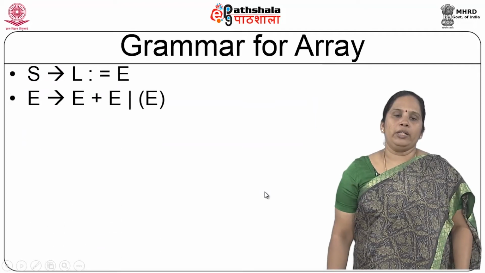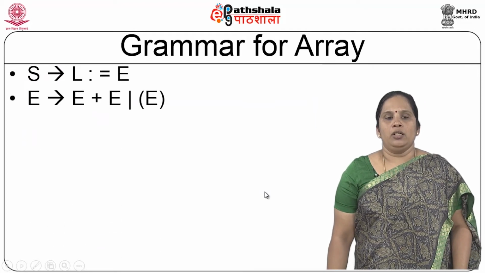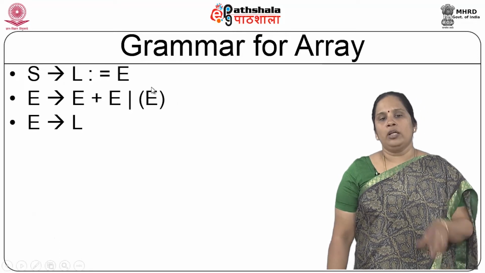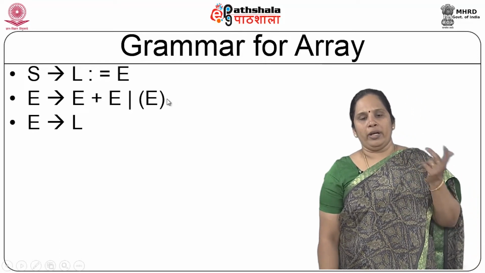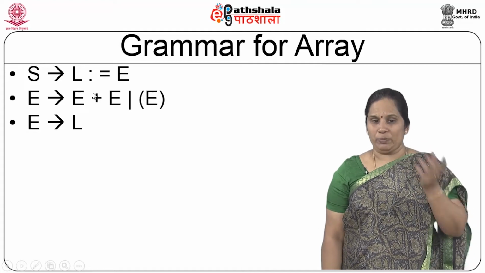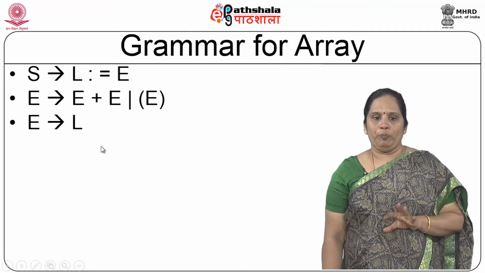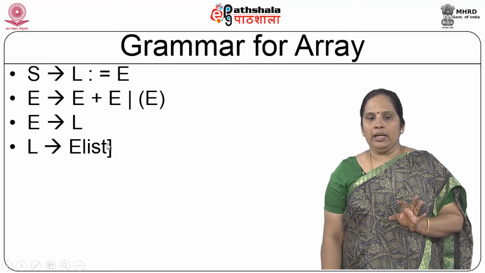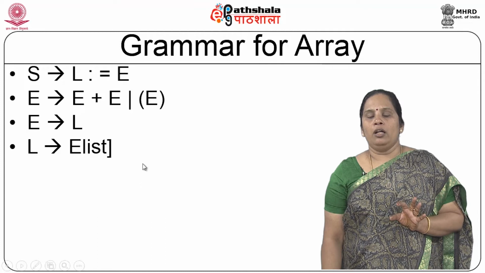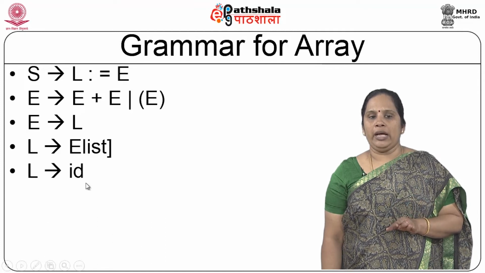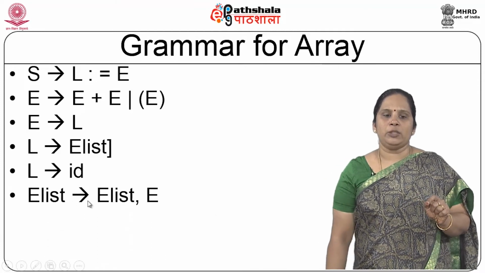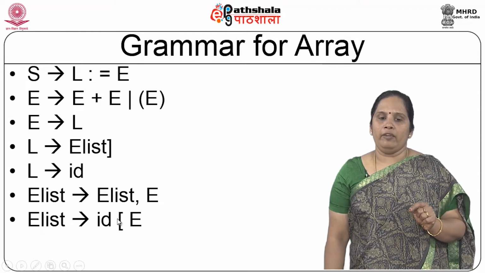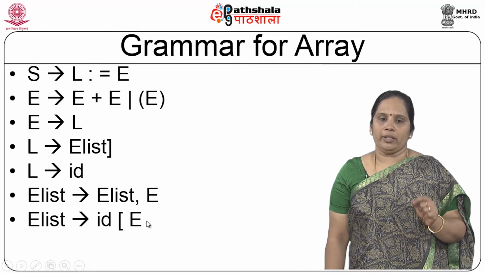So we have looked at the grammar for arrays. So S produces L colon equal to E, and E produces E plus E. Now this E can again be E star E or minus E or whatever it is. So whatever we know as expression can be adopted here also. And E produces L, and then L produces Elist followed by close parenthesis. Then I have L produces ID, and then Elist produces Elist comma E, and Elist produces ID followed by open square brackets E.